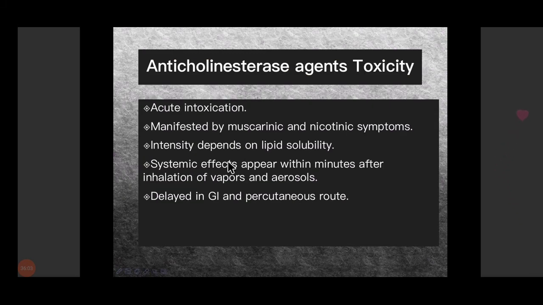So now let's come to the last topic for the day. Anticholinesterase agents, their toxicity. Their toxicity will of course be cholinergic toxicity only. Acute intoxication is manifested by muscarinic and nicotinic symptoms. Their intensity depends upon lipid solubility. The more the lipid solubility, the more the intensity of the toxicity.